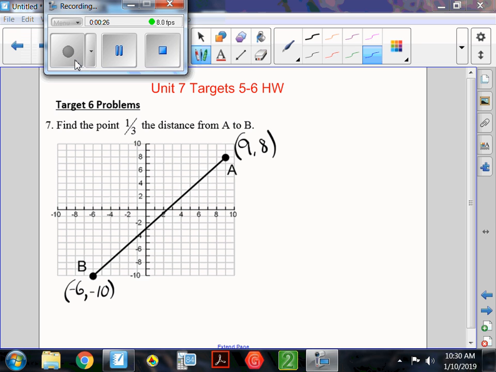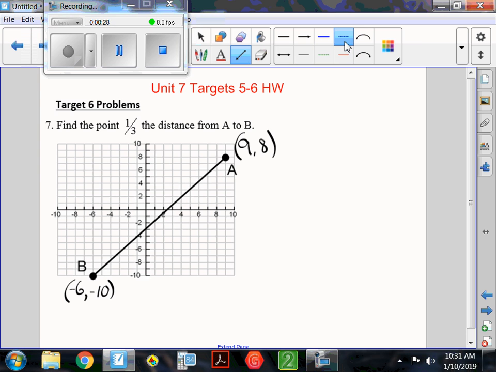So if I start at A, and I want to go over to where B is, to get 1/3 of the distance, I need 1/3 of the horizontal distance and 1/3 of the vertical distance. So if I start at A and go over to B, I can draw that line and I can count the number of boxes I'm going to have there. I have 9 units to get to 0 and then another 6, so that's going to be 15 units total. So the total distance is 15 units to the left, and since I'm going to the left, I could put a negative on there as well.